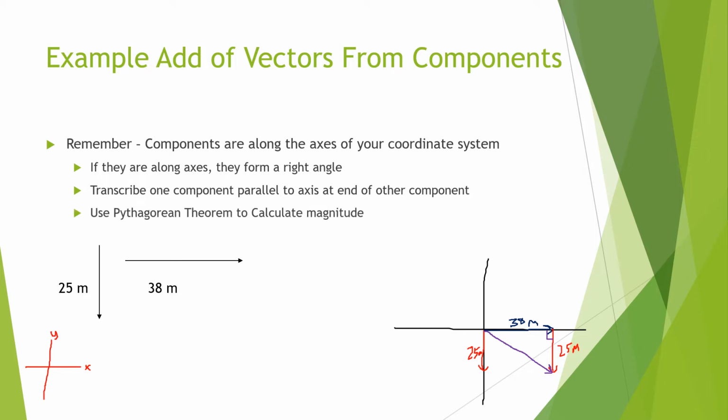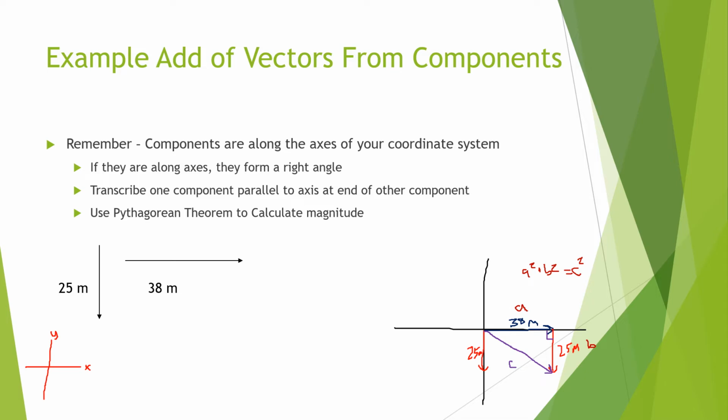And because it's a right triangle, we can use the Pythagorean theorem to calculate what our resultant magnitude will be. So remembering that the Pythagorean theorem is a squared plus b squared equals c squared. And we know that our hypotenuse is always c. So I'm going to call this side A, this side B, and our hypotenuse side C.